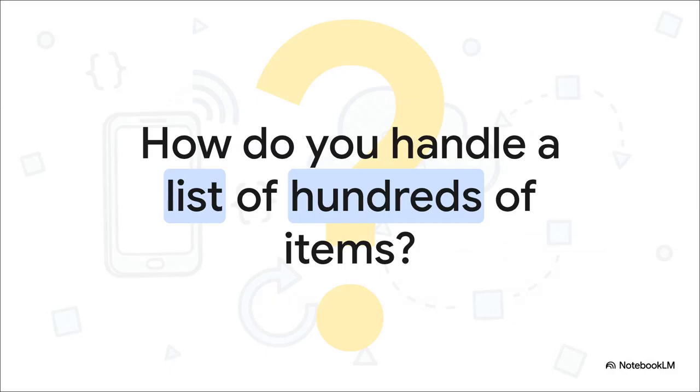So fetching one single piece of data is awesome. It's a great start. But what happens when an API sends you back a whole list of items, maybe hundreds or even thousands of them? How do you display all of that information efficiently without making your app grind to a halt? Well, that is the challenge we're going to tackle in our next explainer.